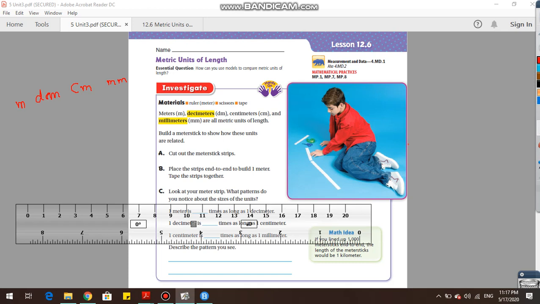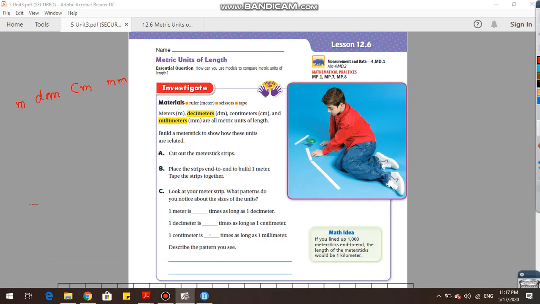Some of the rulers that you have, you will have small dashes between 0 and 1, between 1 and 2, between 2 and 3. If you count these dashes, you will find 10. To move from 1 to 2, you will find 10 dashes. So each centimeter consists of 10 millimeters. 1 centimeter is how many times as long as millimeter? 10.